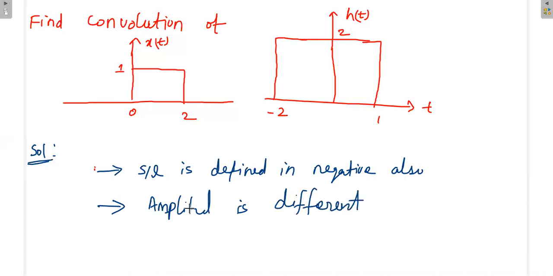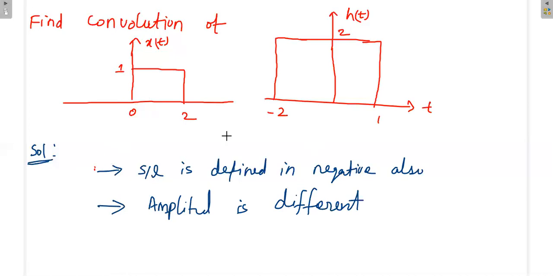But that amplitude difference will not make any difficulty for us, because mostly we will be playing with t and tau. Again, amplitude difference will not make any difference to the difficulty of solving the problem. One more thing: this second signal has a higher duration than the first signal. Previously, the first signal we took as higher duration and the second signal as lower duration, so that we'll be sliding the second signal with respect to the first signal.